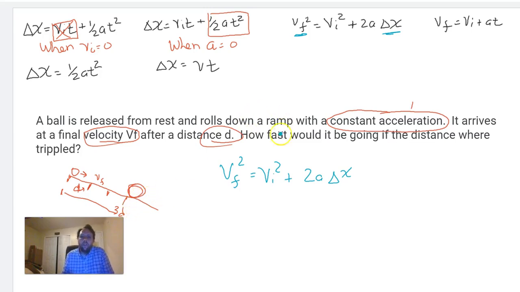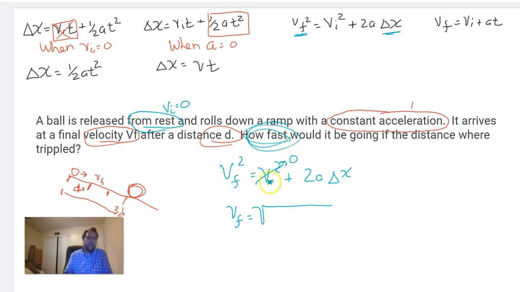Okay. Now, what am I looking for? How fast? I have to solve this for vf. So that's pretty easy. I just square root both sides. So if I square root vf squared, I get vf, and I square root everything over there. One more thing I can pull out, though, is if it's released from rest, that's telling me the initial velocity is 0. So I'm going to go ahead and get rid of that vi, since it's equal to 0. So vf equals the square root of 2a delta x is the equation solved for my unknown variable.